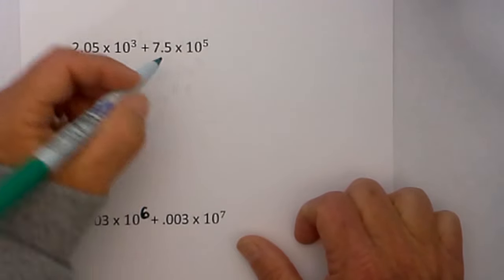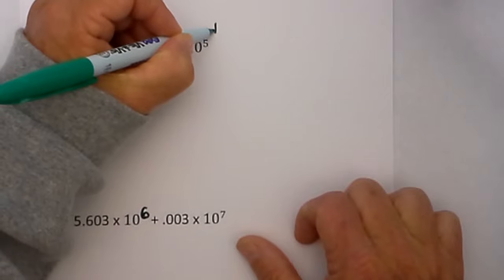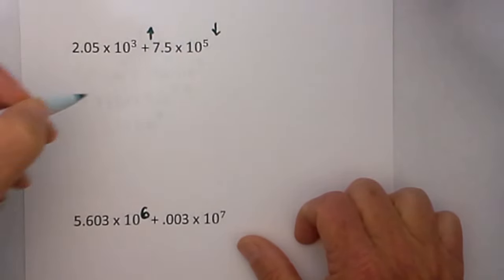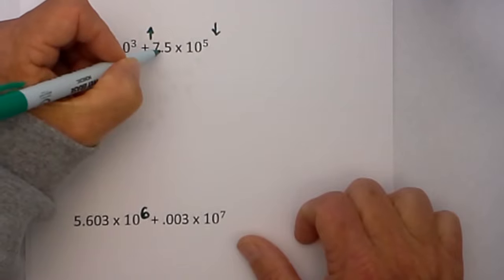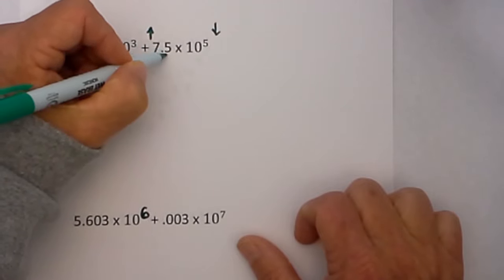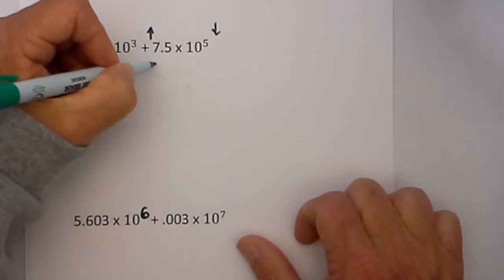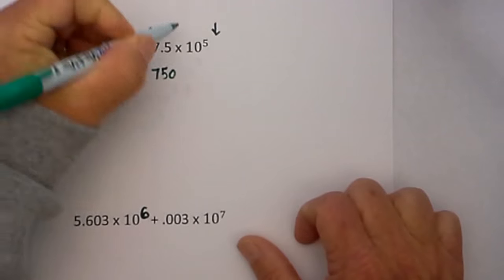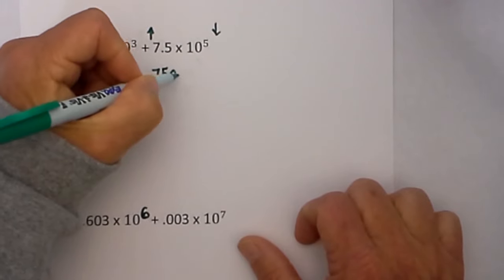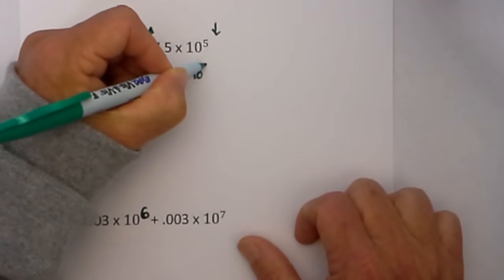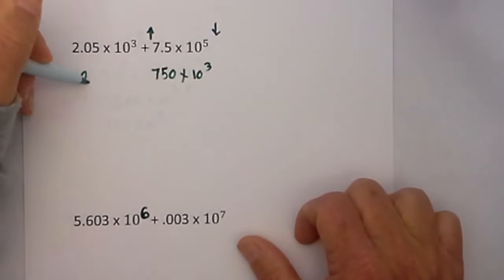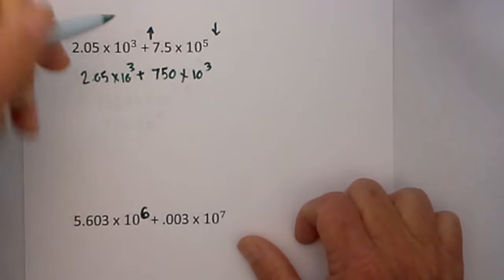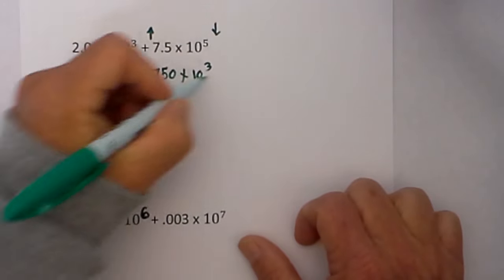The way I remember to do this is if I lower the exponent, I need to increase the value of the number. So in order to increase the value, I need to move the decimal 2 places to the left. So it will become 7.50, because I've moved the decimal 2 places, times 10 to the third, and then this will remain the same, 2.05 times 10 to the third plus 750 times 10 to the third.